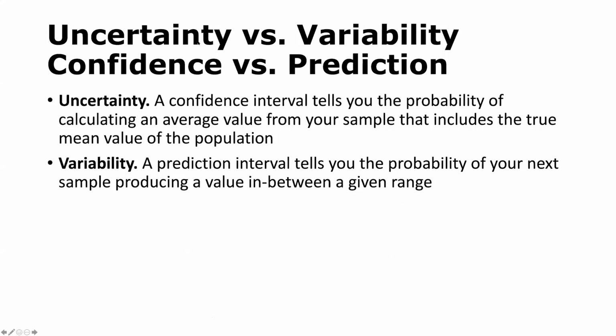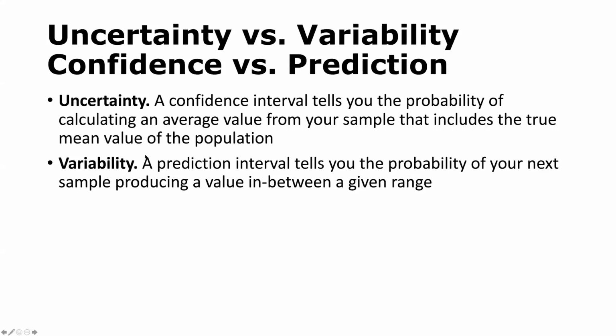All right, so let's look at the contrast between these concepts: uncertainty versus variability, and confidence versus prediction. Uncertainty is associated with a confidence interval, and a confidence interval tells you the probability of calculating an average value from your sample that includes the true mean value of the population. So if your alpha level is set at 0.05, then your confidence will be 95%. So there is a 95% probability that your calculated average will have a confidence interval that includes the true mean of the population.